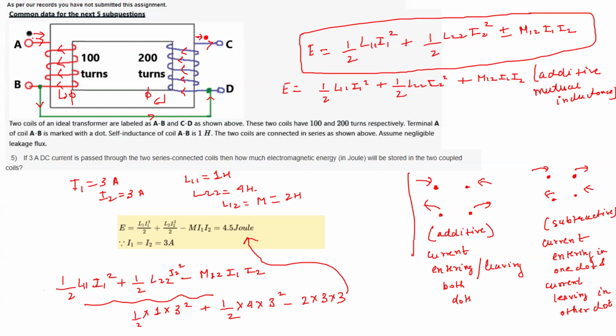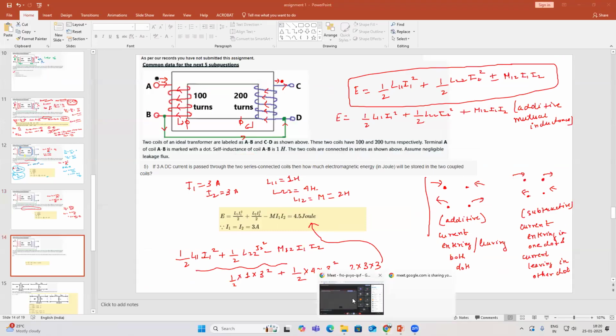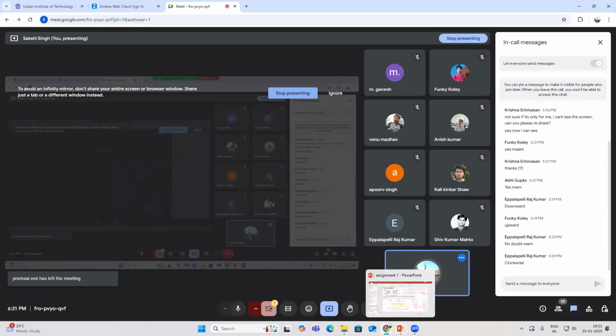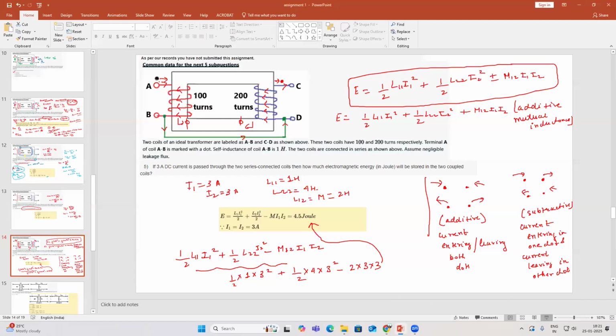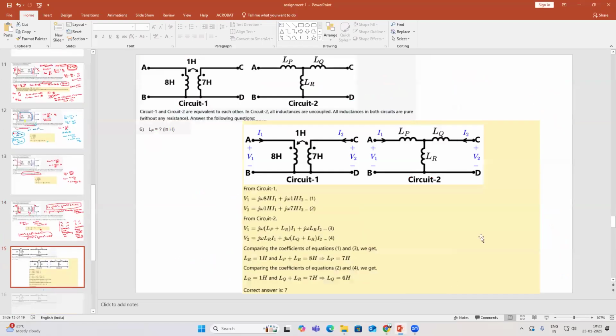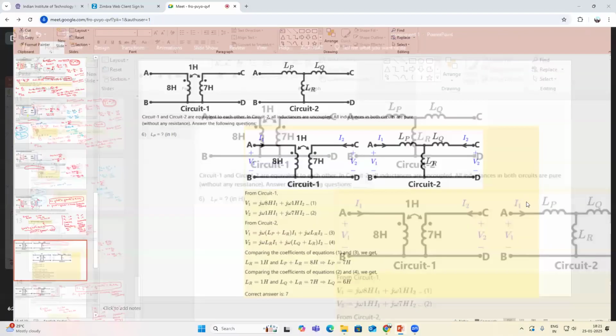Okay, is this question clear? I hope this question is clear. I will just assume that these things are okay unless someone speaks. You have to speak up, or maybe write in the chat if you have a doubt. So now going to the next problem.